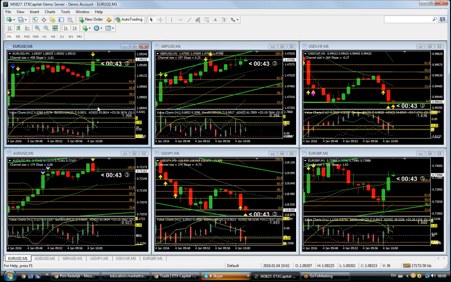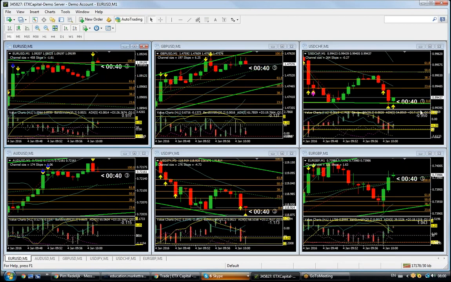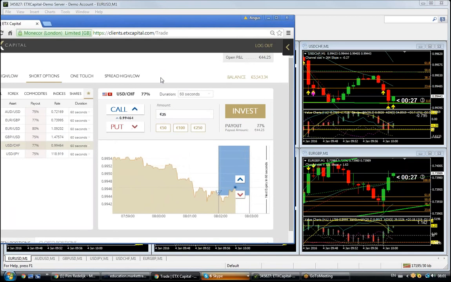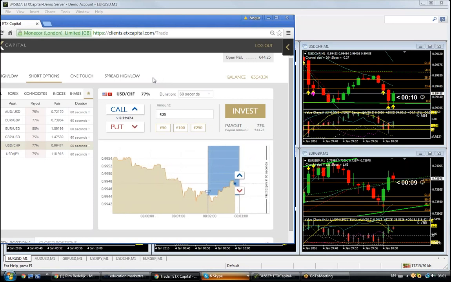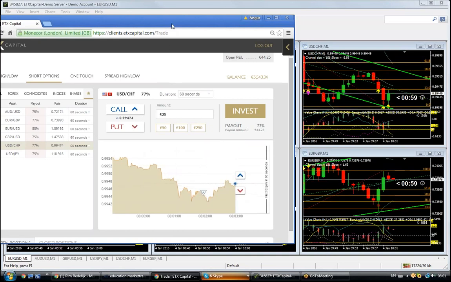I just want to go back and see what else is happening. We're in the money at the moment with USDCHF. Looking good. Nice one, nice winner there.